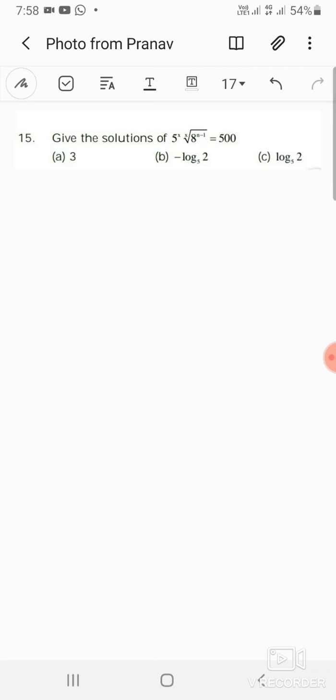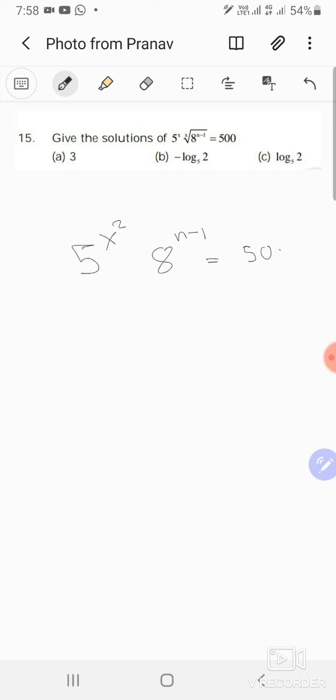Okay, this question says give the solutions of 5 power x, and the x root of 8 power n minus 1, equals 500. All right, so how can we do that? First of all, let's just raise this to the x power. That will simplify some stuff. So that gives me 5 raised to x squared, and this will be 8 power n minus 1, and you got 500 raised to the x power.